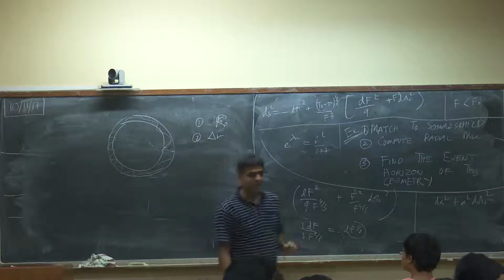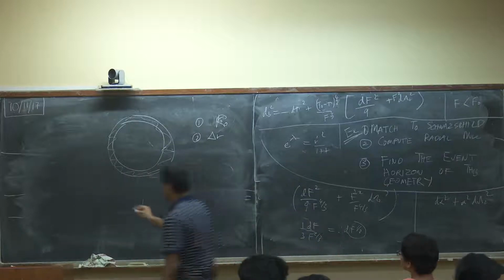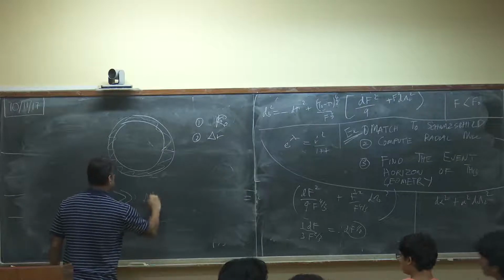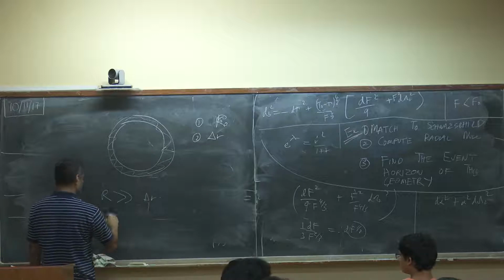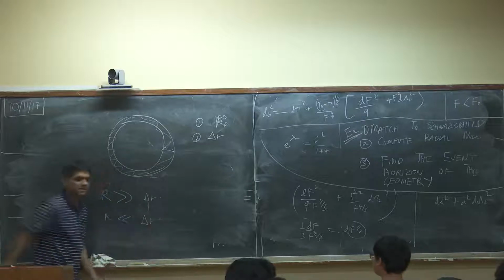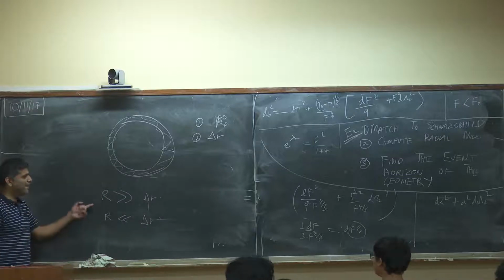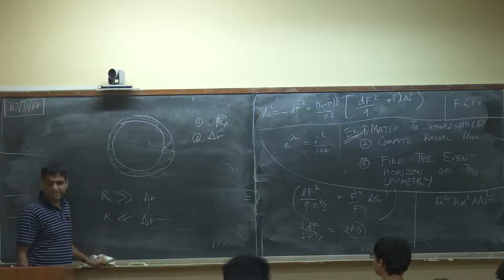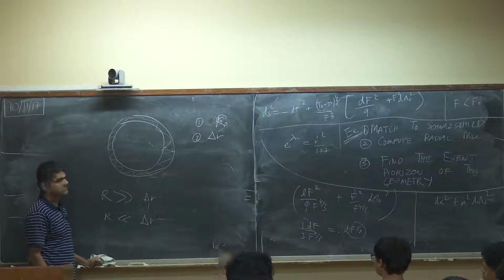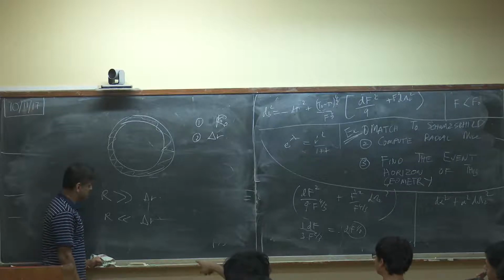Now there are two interesting limits. The first interesting limit is r0 much larger than delta r. And the second interesting limit is r0 much less than delta r. Does anyone have any guesses as to what should happen in these two limits? This r means the radius of the shell.